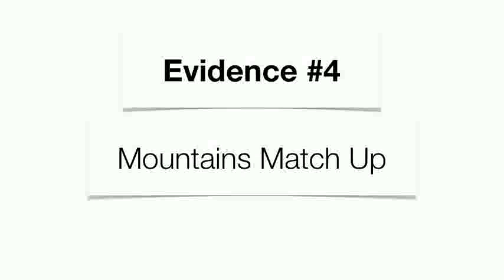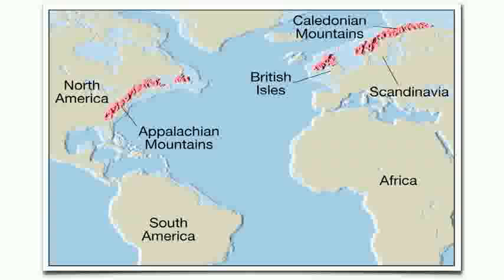Evidence number 4, that mountain ranges matched up. He noticed that the Appalachian Mountains along the east coast of North America match up perfectly with the Caledonian Mountains in Scandinavia and the British Isles. They're not only the same rock type, but they're also the same age. So at one point, North America and the Eurasian plate must have been together. At one point, Pangaea started to break up, and so did the mountain ranges.